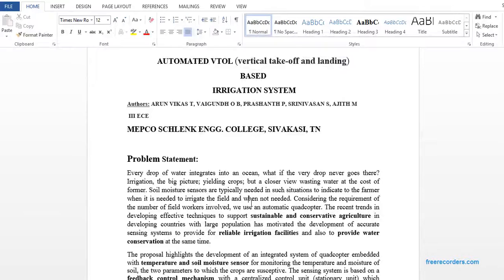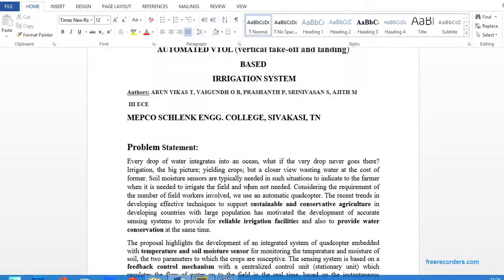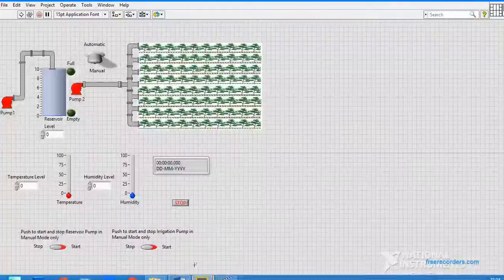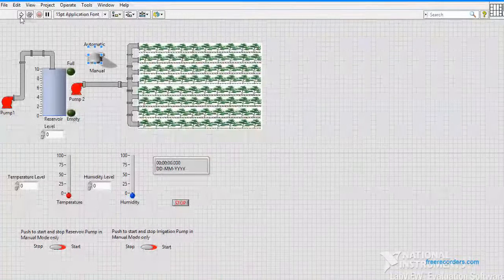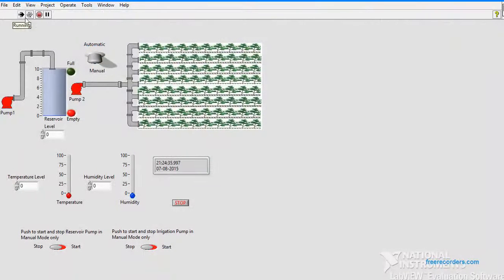Without any delay, I will go to the block diagram and the LabVIEW file and show our irrigation system. We have designed our irrigation system here. Let me run it. At first I am configuring it in manual mode. In manual mode, there are two buttons, stop and start. When you start it, the pump of the reservoir will start automatically, and similarly the pumps to the field will start. This is in manual mode.